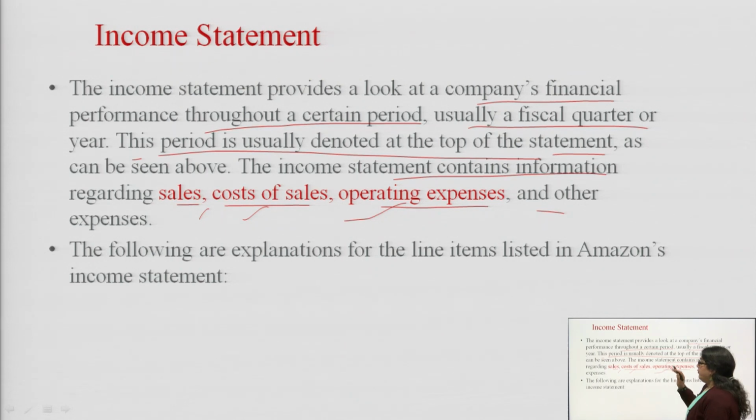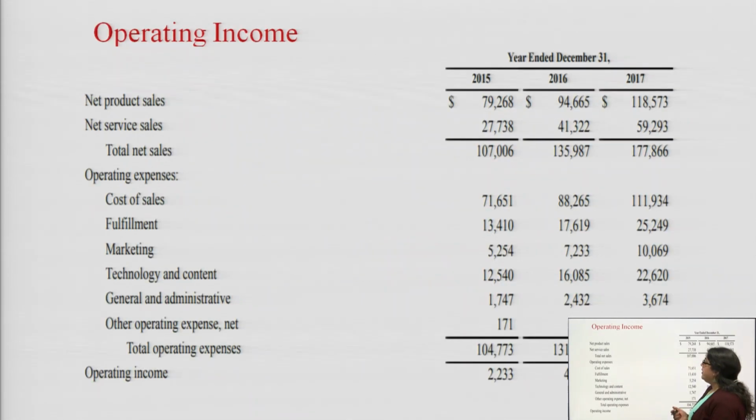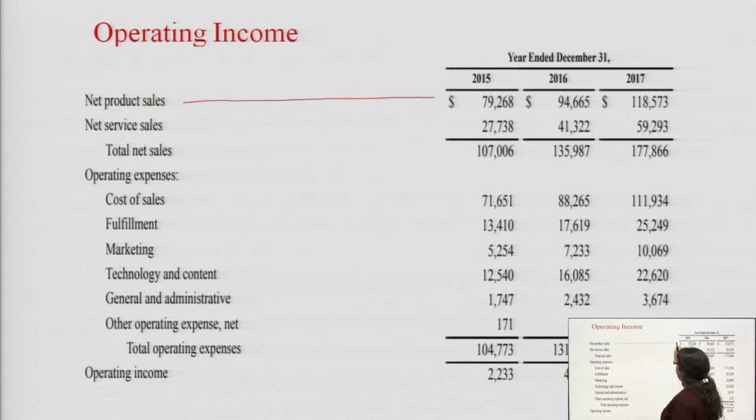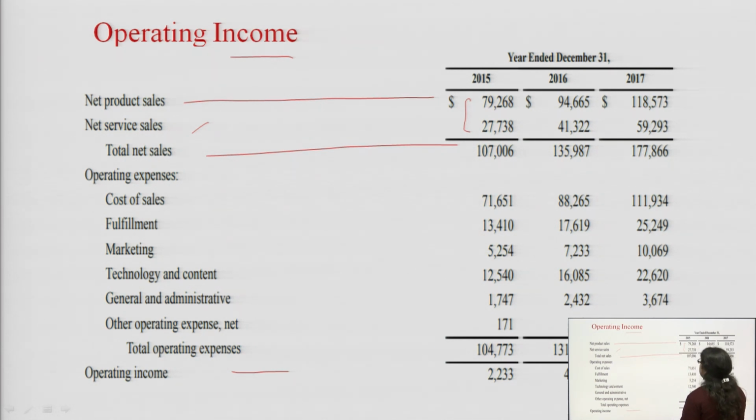So by this, there are some major terms which need elaboration. The very first thing I show you is net operating income, which we need to calculate here. For calculation of net operating income, we prepare a statement showing the net product sales and the net service sales. By combining them, we get the net sales. This is the summation: 79,268 plus 27,738, which totals 1,07,006. Similarly for the other years also.